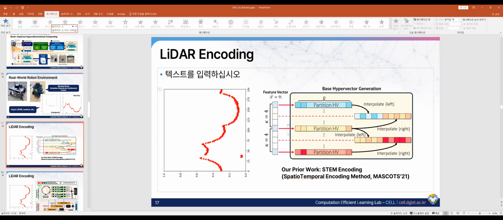Basically, what we first tried was making pseudo-orthogonal vectors for each data point at the very first time, but it doesn't really work well because there is a lot of noise. If we make partition hypervectors which cover 50 degrees for each partition, then it smooths out the noise, and it is really good for finding similar patterns in the LiDAR data.